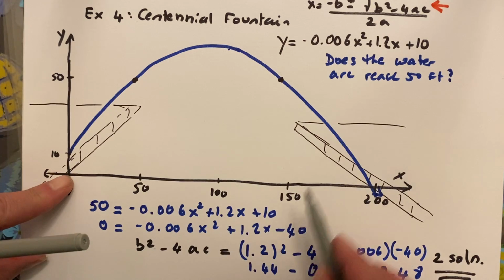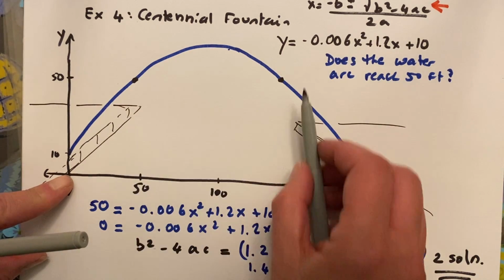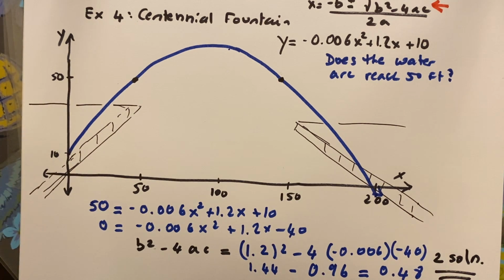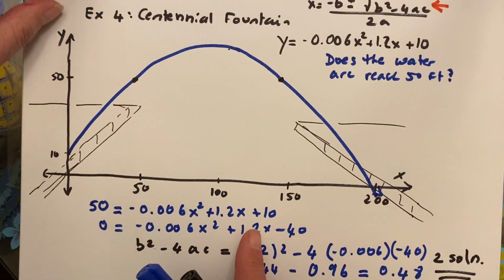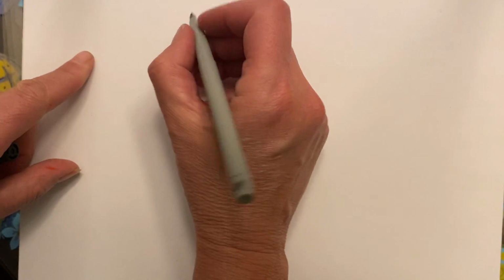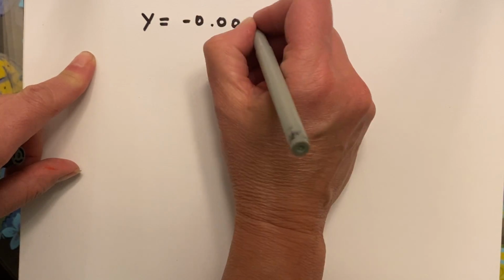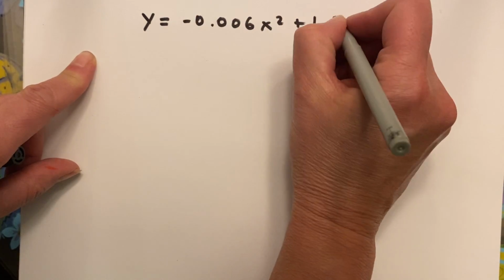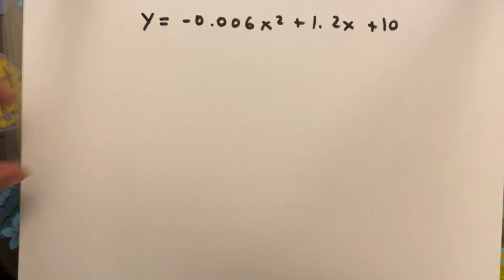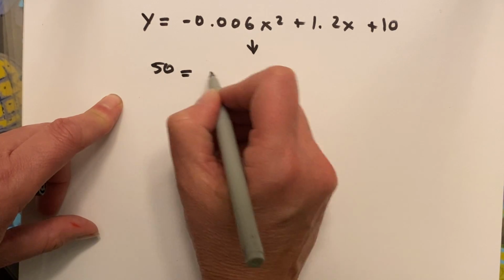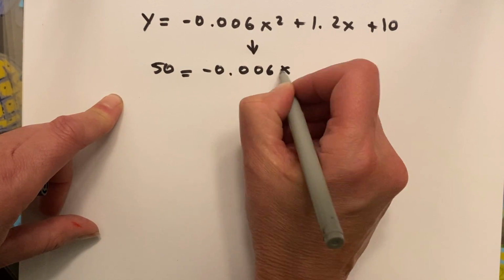This is the x value that's in this equation, right? What are the x values when it hits 50 feet? So after all, we're going to try to solve the whole thing. And to do that, we need the quadratic equation. So I'm going to rewrite our initial equation. Y equals negative 0.006 x squared plus 1.2x plus 10. And I'm going to rewrite what happened when we substituted in 50, just to remember what our history is with this problem, right?